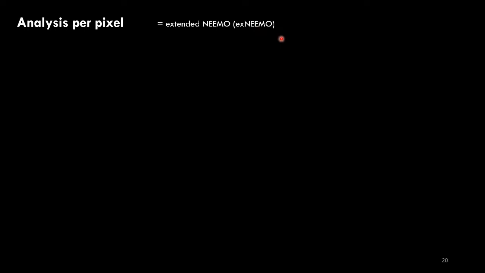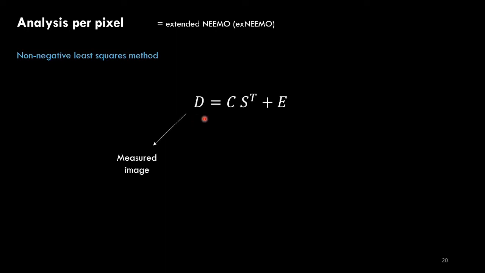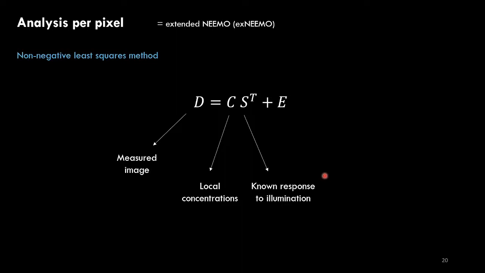In this analysis, we use non-negative least square methods to solve this equation. In this equation, D corresponds to the measured image. C is the local concentrations of the fluorophores, which basically means the amount of each fluorophore in every camera pixel. Then S is the response to illumination, which is basically the blinking profile of each fluorophore, which is known and serves as the reference profile. And also, because the measurements are susceptible to noise, we need to add an error, which is E here.